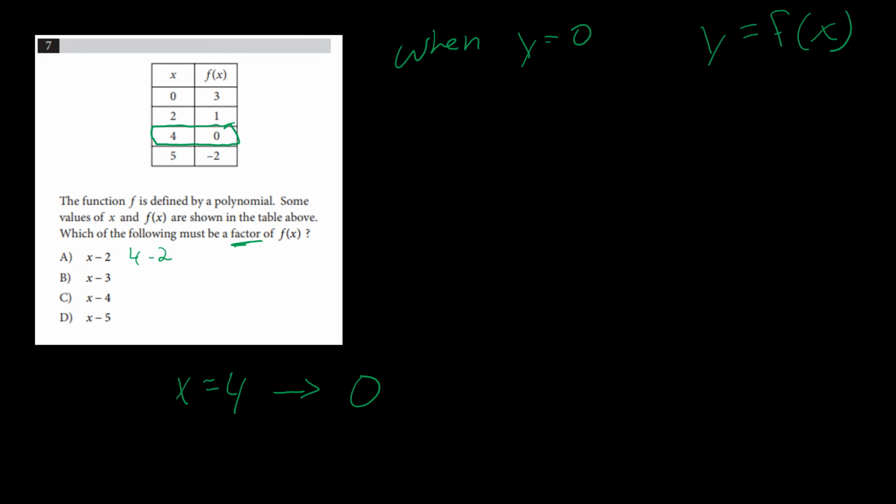Well, 4 minus 2 is not 0. 4 minus 3 is not 0. 4 minus 4 is most definitely 0. And 4 minus 5 is not 0. So we're looking at answer choice C here for this one.